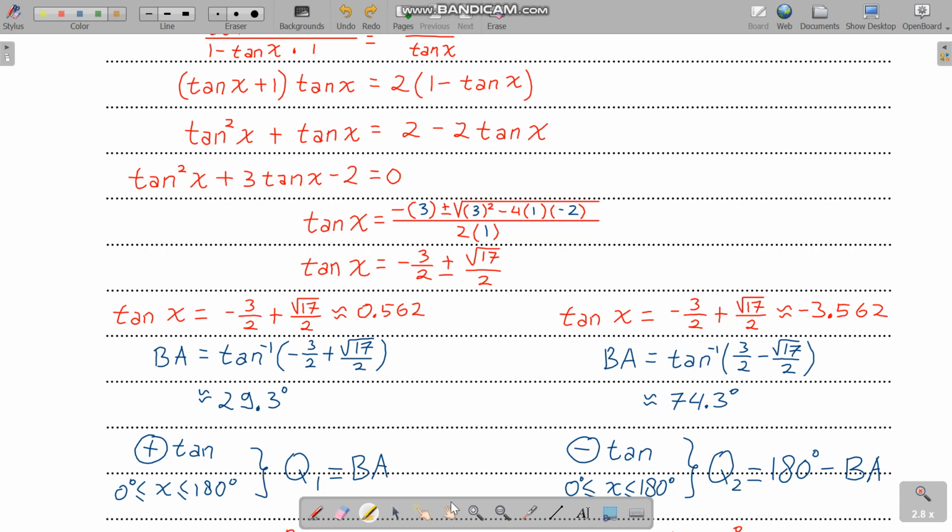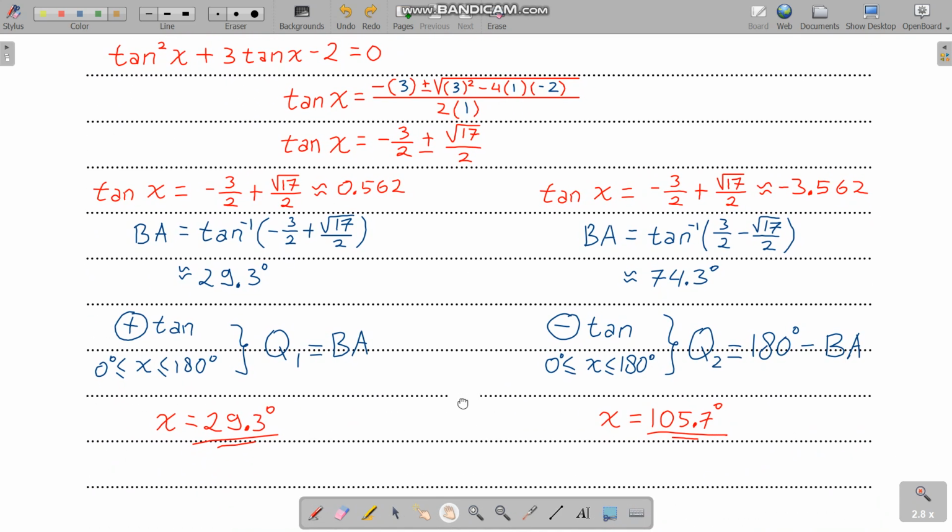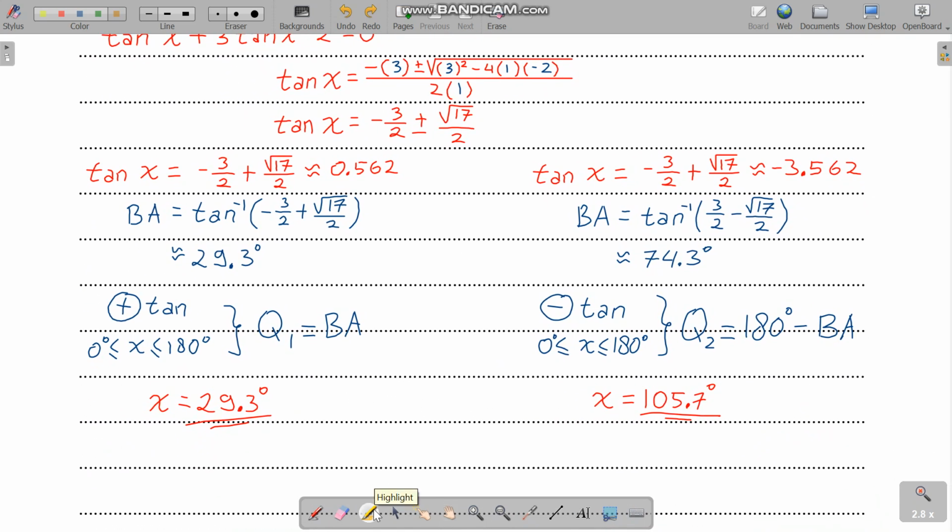So to find the x, we use inverse tangent. So if tangent x is this guy when it's plus, which is around this, for the base angle, because this is positive, we just use this original thing. Because to find the base angle, we have to use something positive. So we get this base angle in the first quadrant.